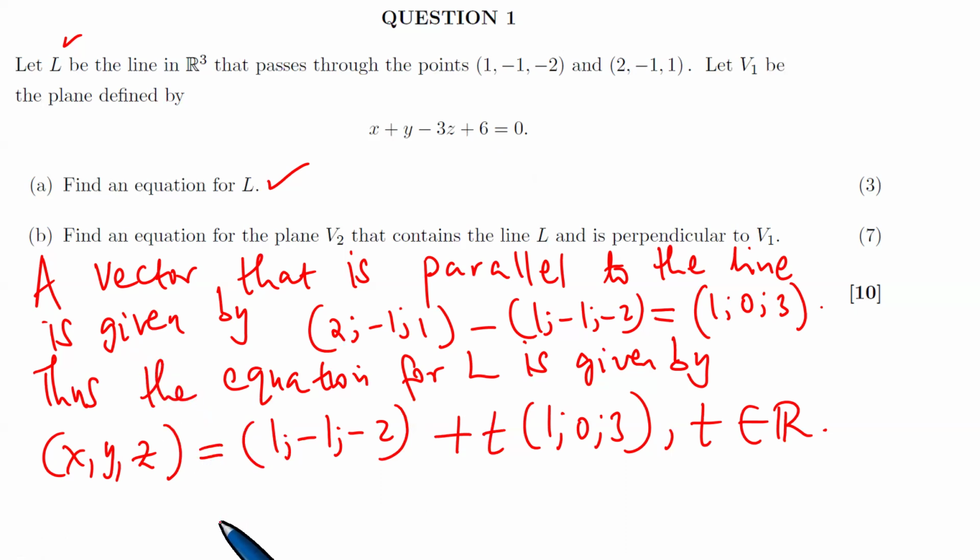So now we note that this is what we have. A vector that is parallel to the line is given by this because it's a line that passes through the points. If you have a line passing through two points, then a vector that is parallel to the line is given by the difference. Here you can take this minus that or that minus this. The order of subtraction does not matter, because both vectors are vectors on the line L. Also, we said that the equation of the line is defined as the vector (x, y, z), an arbitrary vector, equals a point through which the line passes. It can be (1, -1, -2), or here we can put (2, -1, 1). We can do that.